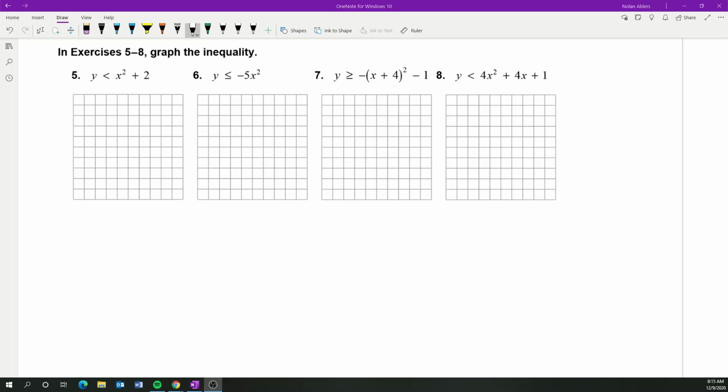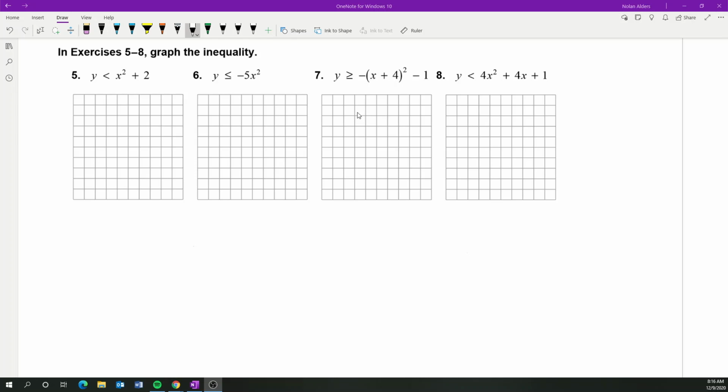Hey, what's up everybody? So in this video, we're going to be looking at how to deal with inequalities and quadratic functions. Specifically, I guess you would call it quadratic inequalities. First thing we want to look at is maybe how to graph these. You can just take each inequality and type it into Desmos, and it will graph it for you. So we're just going to do one example here.